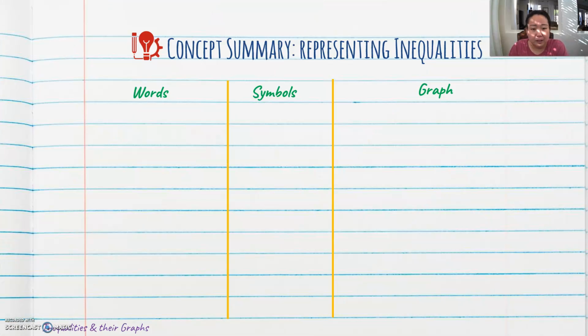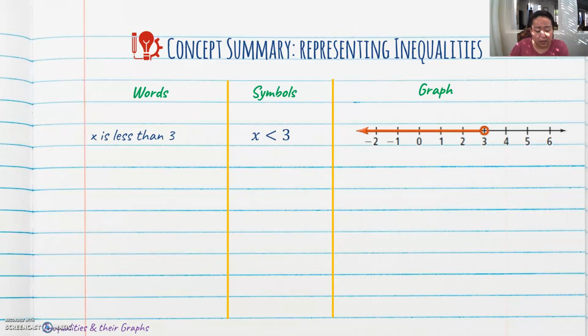Just to summarize, remember that we have 4 kinds of inequalities. They could be written in words, in symbols, and also in graphs. So when we have x is less than, the word is lets you know that you are going to use the inequality symbol. If it says x less than 3, that is when you will be using the less than symbol. So the word is very important. Okay, so x is less than.